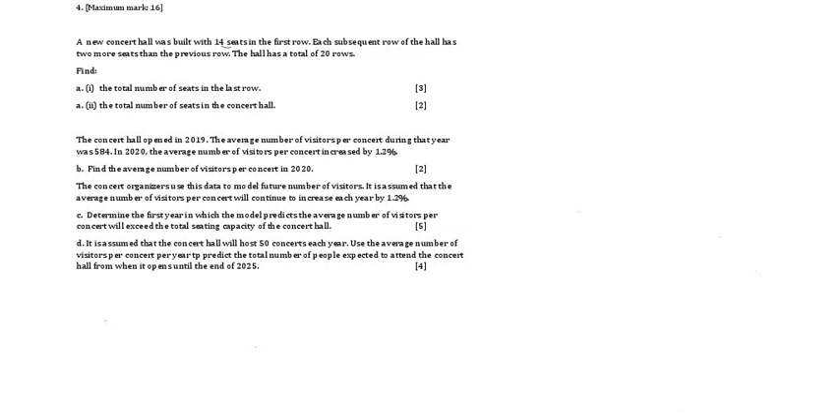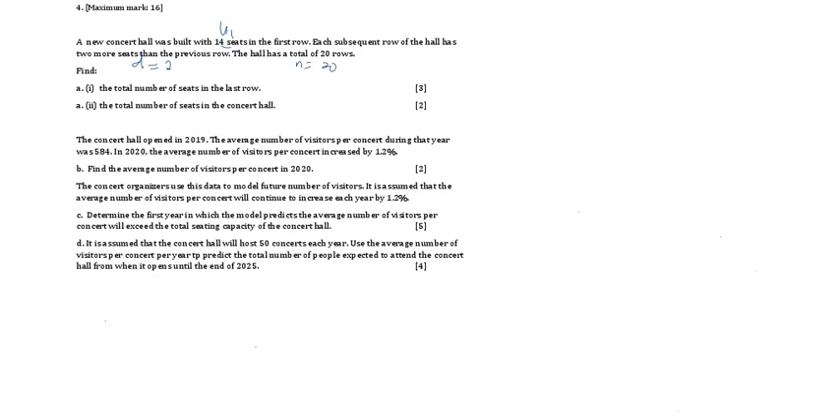Let's solve problem number 4. A new concert hall was built with 14 seats in the first row. So this is our u sub 1, where 1 is the number of the row. Each subsequent row of the hall has 2 more seats. So it keeps on adding 2, that will be our difference. The hall has a total of 20 rows, so that's our n, 20.